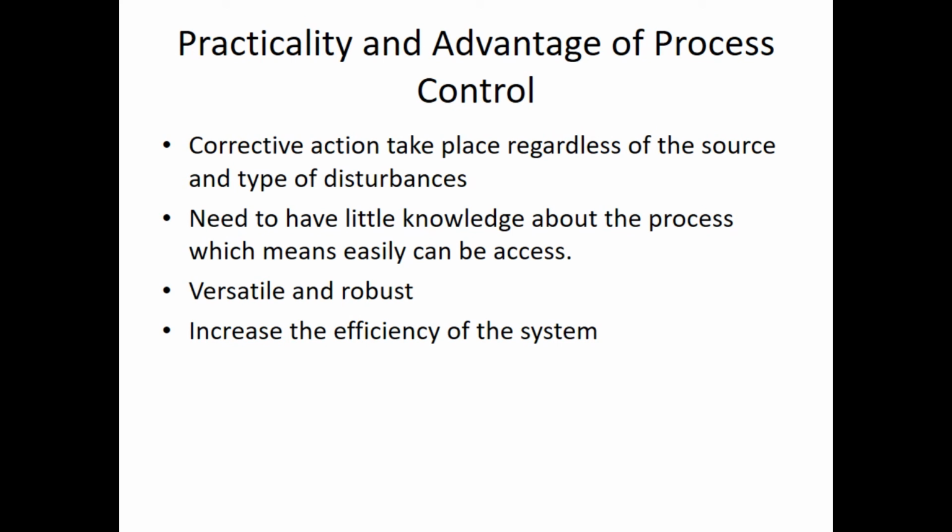Practicality and advantage of process control. There are some advantages of the feedback system. One of the advantages is that corrective action will take place regardless of the source and type of disturbance. It only needs little knowledge about the process to assess it. Moreover, the feedback system is versatile and robust, and it will increase the efficiency of the system.